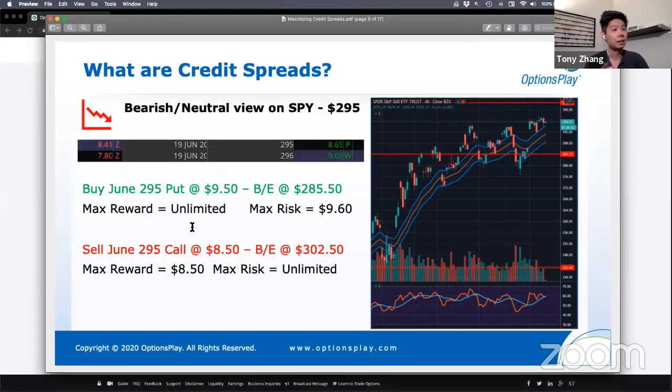So let's now take a look at a bearish trade. Now, everything's going to be exactly the same as before, but just flipped on a dime here. So let's say we're looking at SPY. This goes back to the first chart that I showed you here.